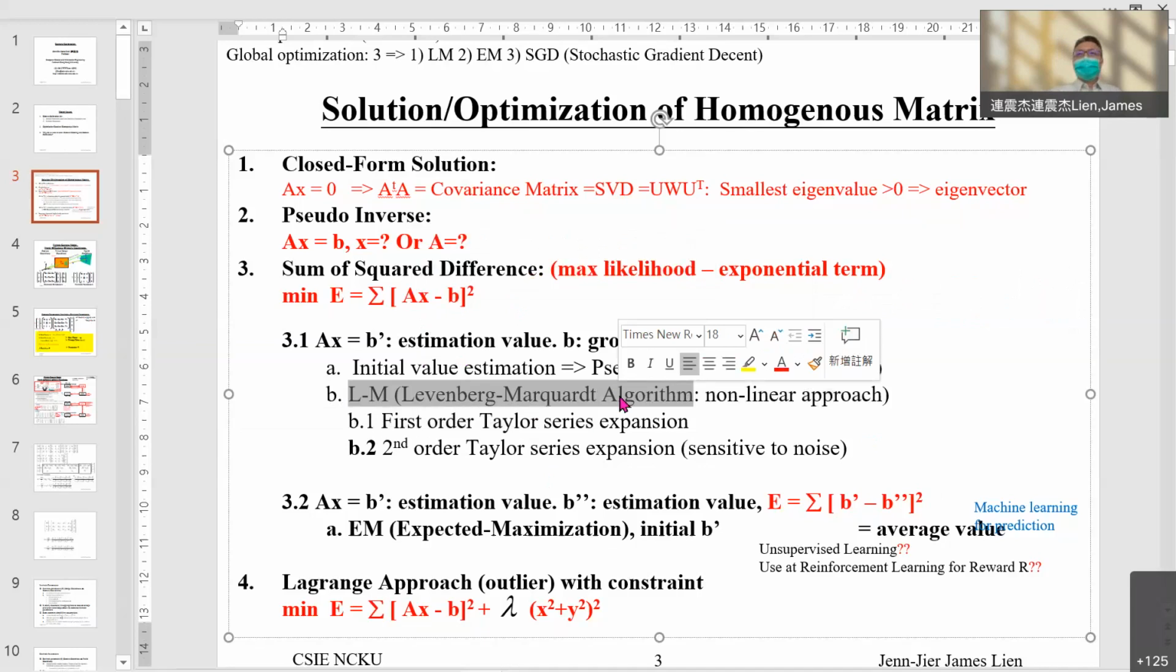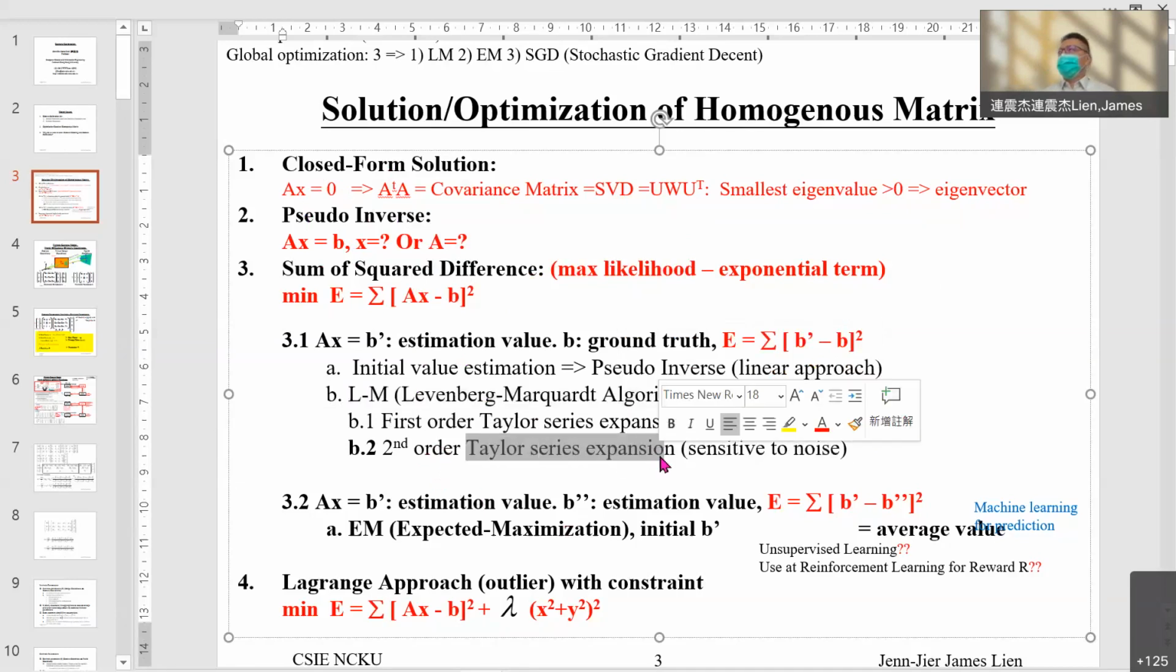And this is an example from this paper. This paper uses the closed-form solution and the pseudo-inverse; that's what we call the initial result. And then they use LM. LM includes a second-order Taylor series, so they can solve the problem. Okay, but what kind of situation will we use EM?